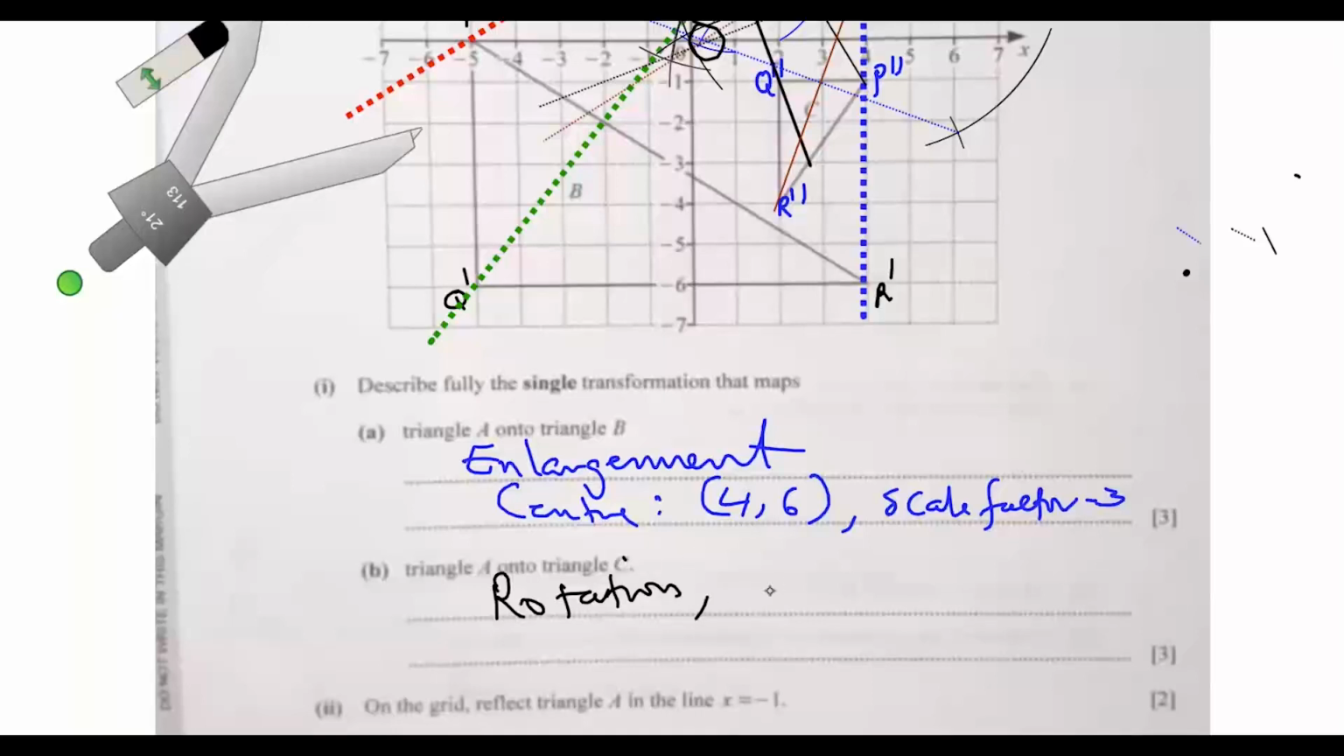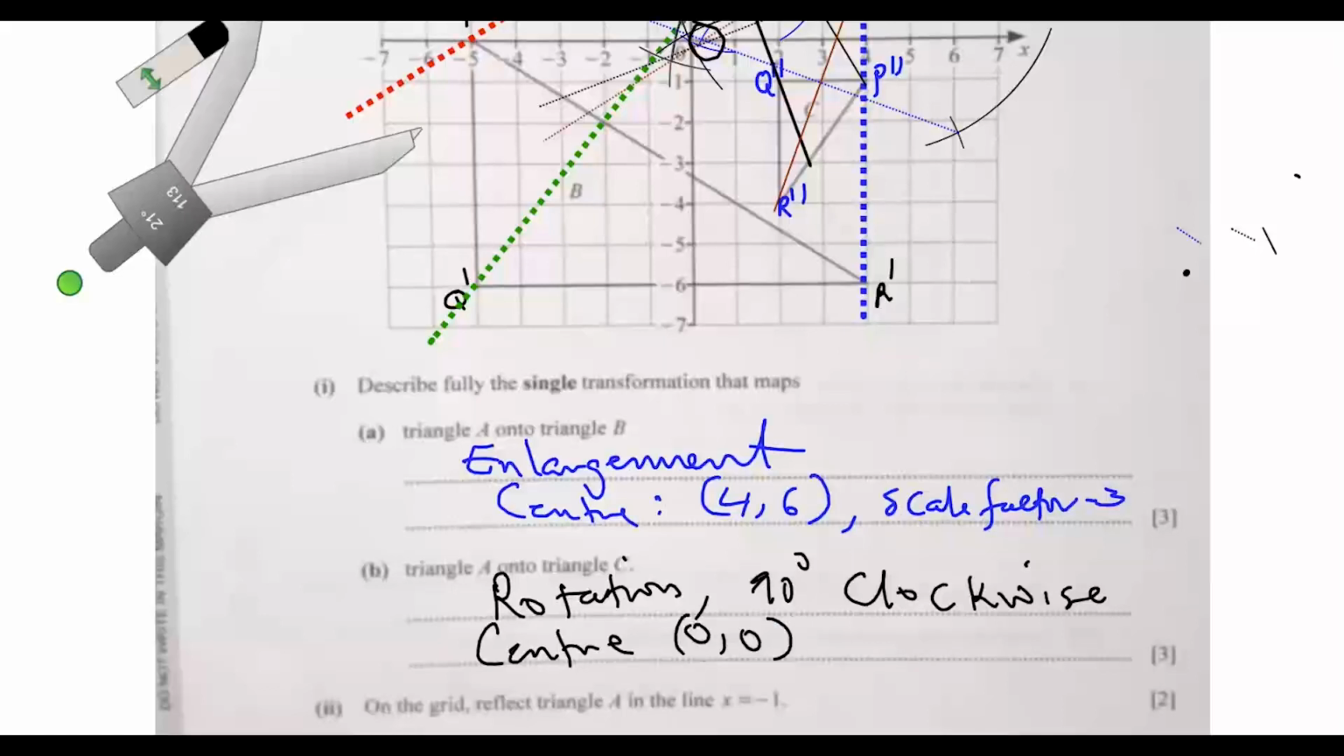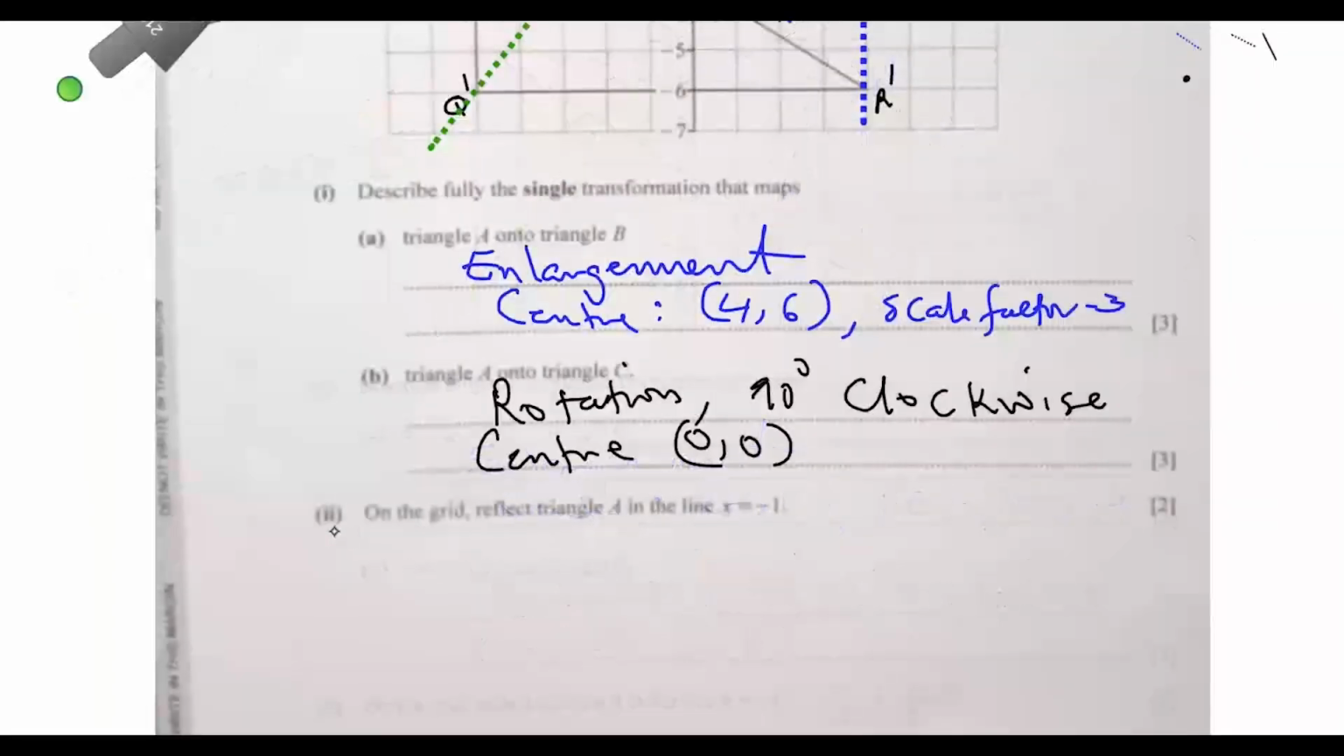So then 90 degrees clockwise, and the center of rotation will be 0, 0. That is the origin. Let's look at the Roman figure 2.